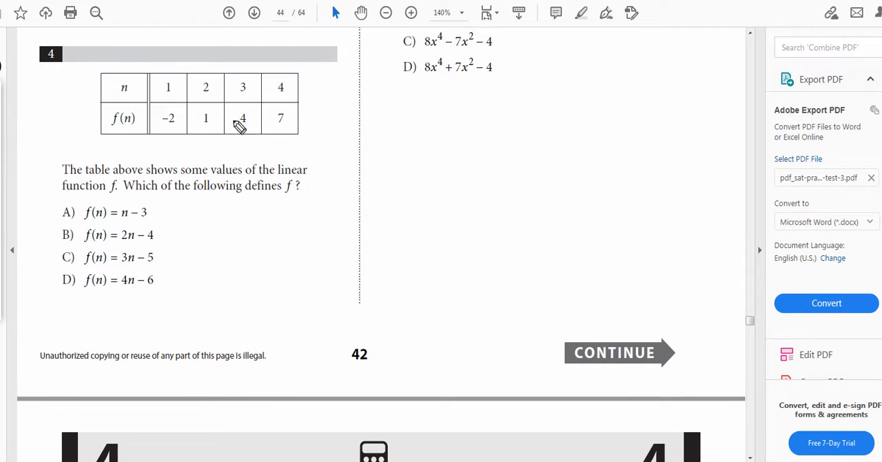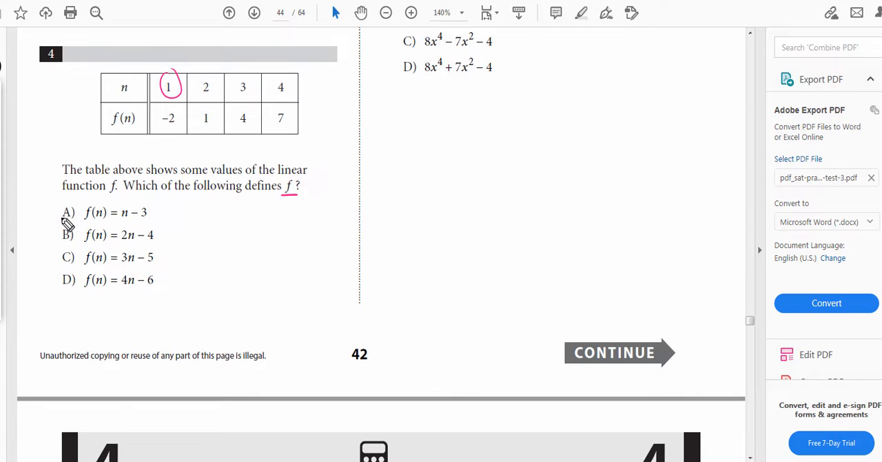Alright, now question number 4. In this question we have been given a table, and in the question it says the table above shows some values of the linear function f. Which of the following defines f? So the best method is to do it by trial and error. So let's check 1 and we should get -2. If it is true, then we'll check another number and we'll check another number.